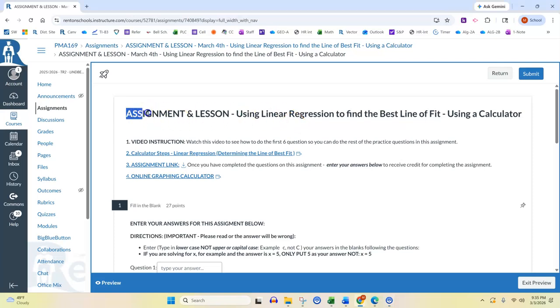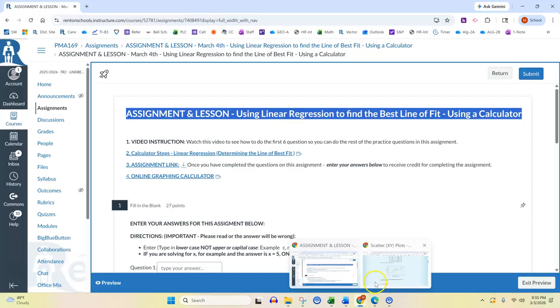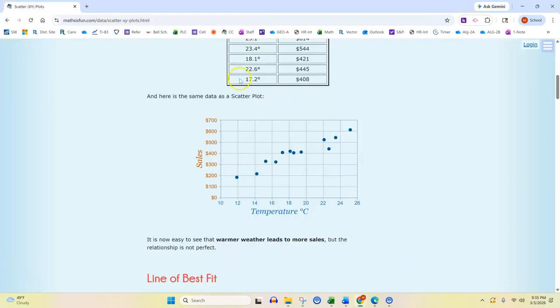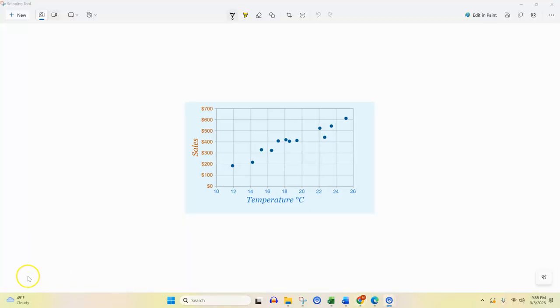Okay, today we are doing this lesson using linear regression to find the line of best fit, and we're going to use a calculator to do it. What we've done so far is we visually determined a line of best fit. For example, if we get a scatter plot like this, it gives us various data points, and what we'd like to do is find a way to put together a model where we can make predictions on other ones.